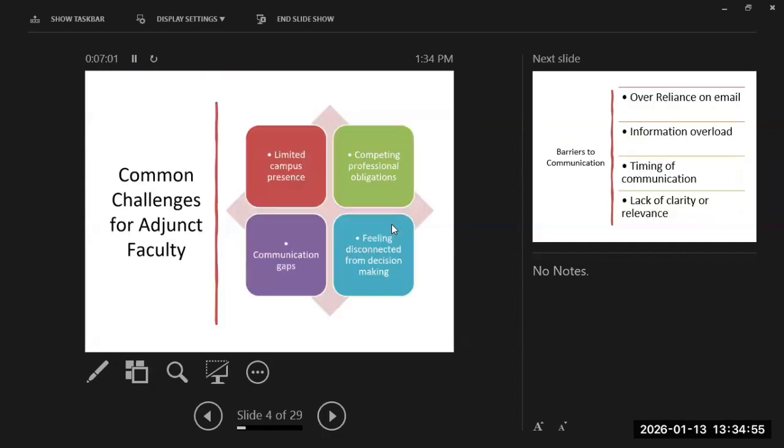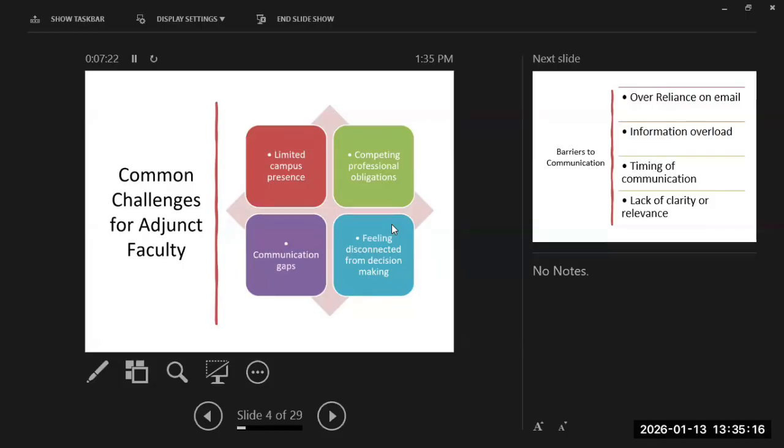So what are our challenges for adjunct faculty? I tried to look for a video that talked about these challenges because these are really what the challenges are across the nation. They have limited campus presence. Our adjuncts are only really here if they teach a face-to-face class, they're only here to teach their class and then they leave.